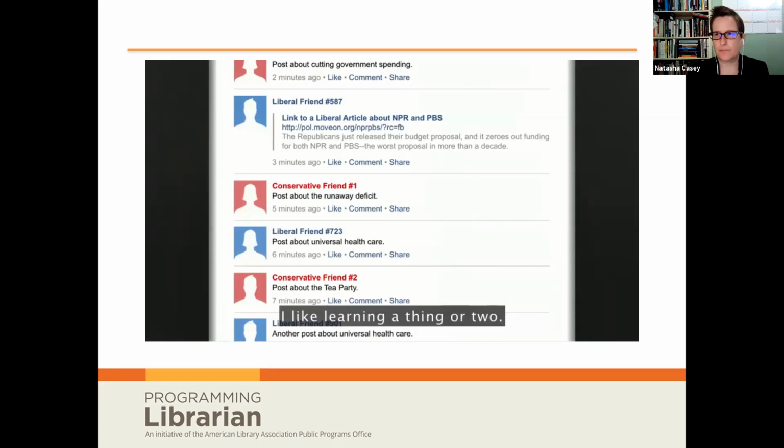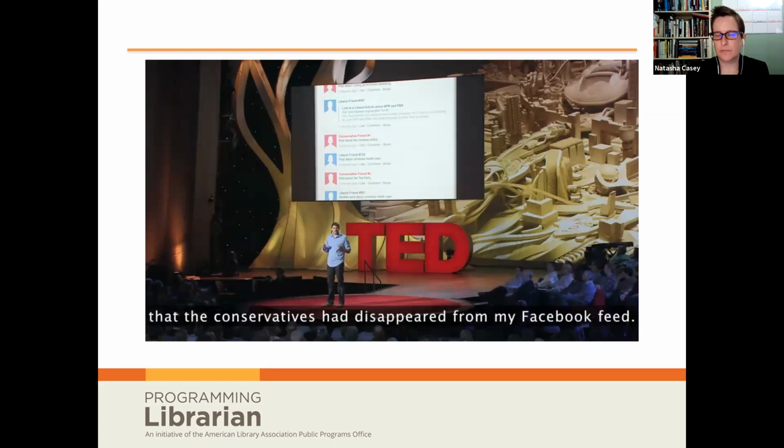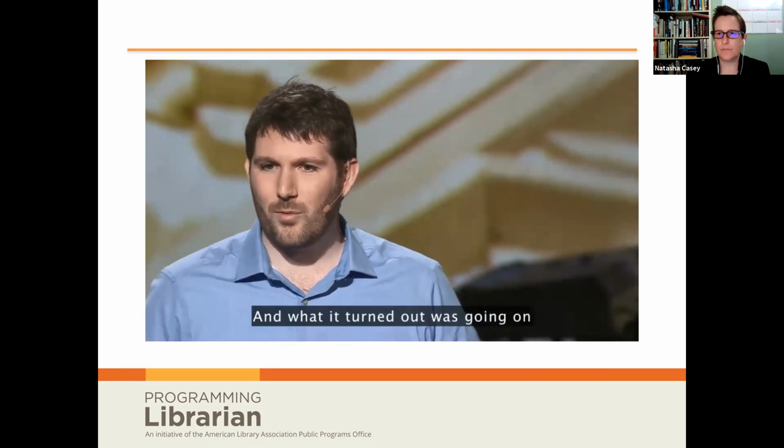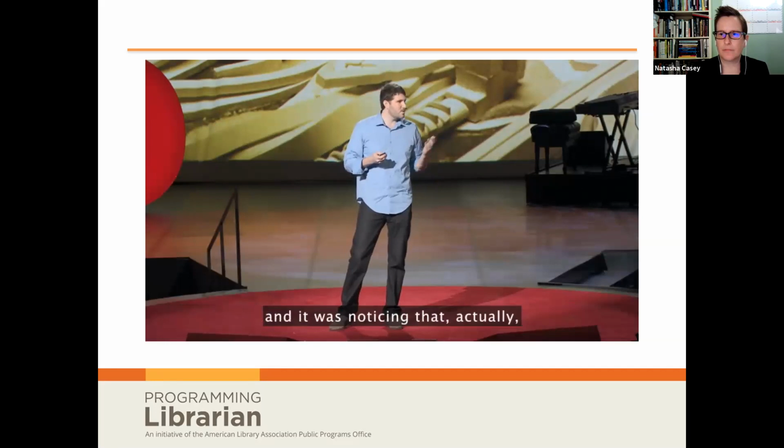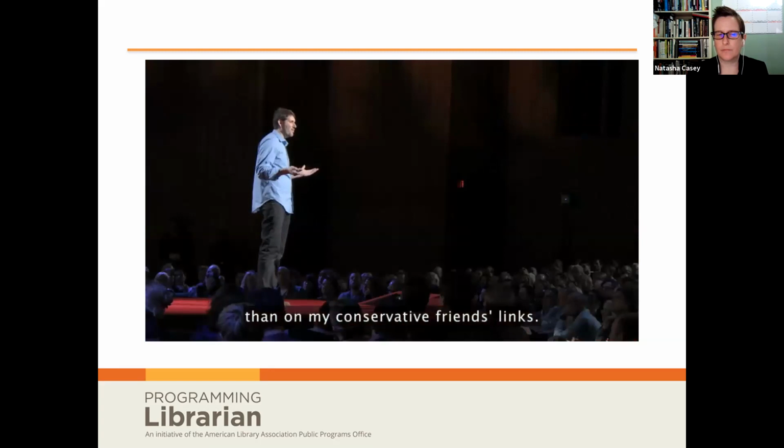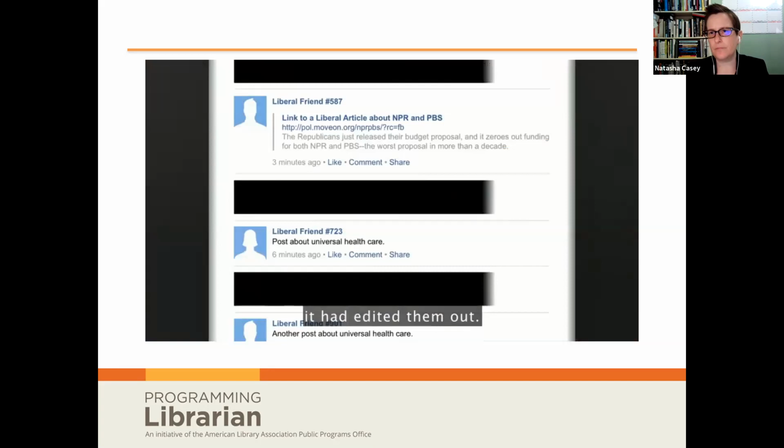And so I was kind of surprised when I noticed one day that the conservatives had disappeared from my Facebook feed. And what it turned out was going on was that Facebook was looking at which links I clicked on. And it was noticing that actually I was clicking more on my liberal friends' links than on my conservative friends' links. And without consulting me about it, it had edited them out. They disappeared.